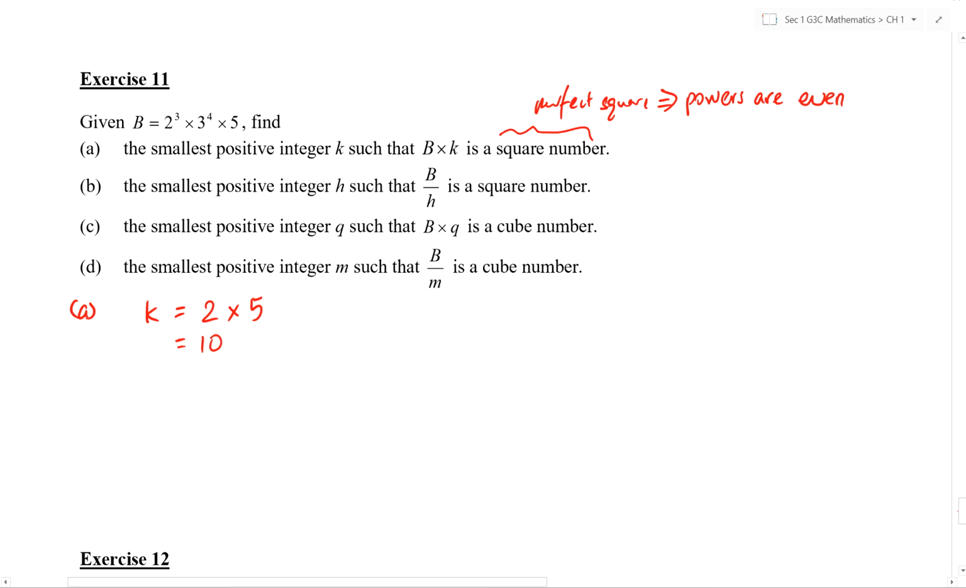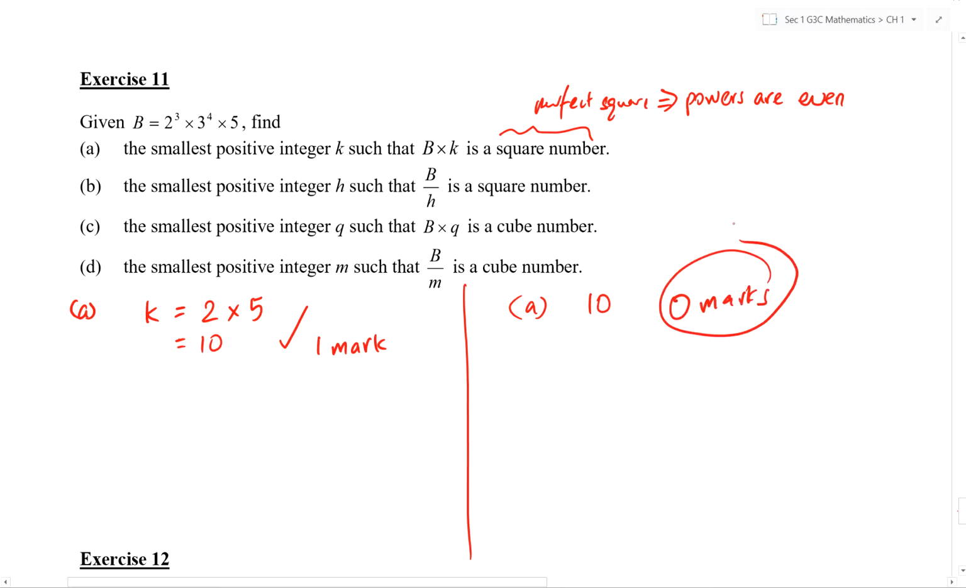Okay? This one will give you 1 mark. If your answer looks like this, A, 10, just like that, this 1 mark only. But if your presentation is like this, oh, A is 10, I will give you 0 marks. Because I don't know what it refers to. You must at least write K equals to 10, as long as I still can accept. Okay? Don't just leave numbers hanging by themselves.